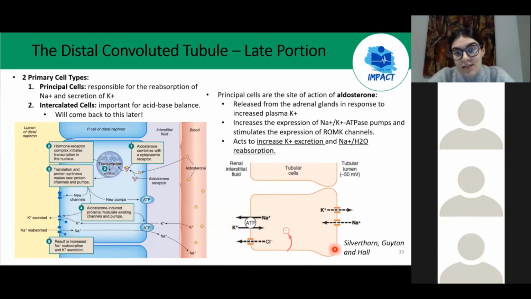And then it also increases the expression of these ROMK channels. That way lots of potassium is able to be pumped out as well. So this is really important for trying to decrease plasma potassium levels, and it's activated in response to high potassium levels.